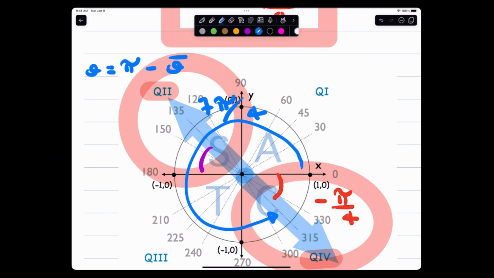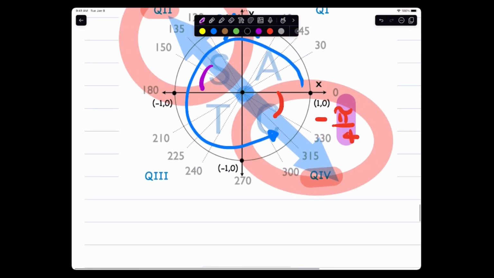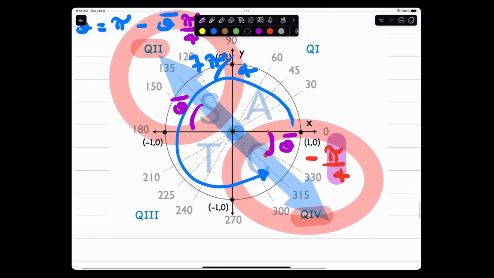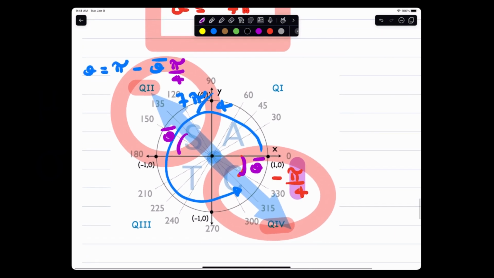You guys are looking at it. The reference angle is right here. It's pi over 4. Is that right? Isn't that also known here as that reference angle? Here and over here? Is that true? Isn't that your reference angle?